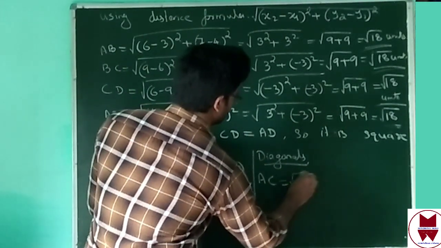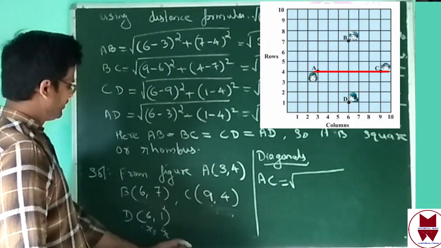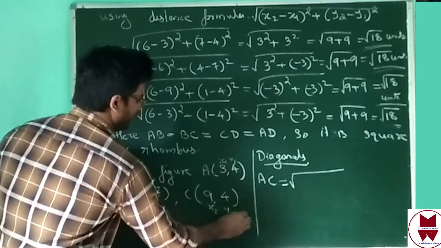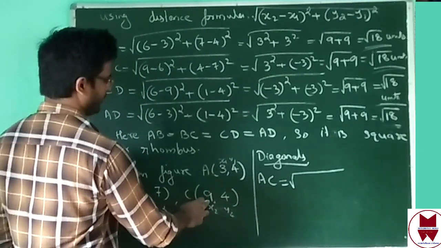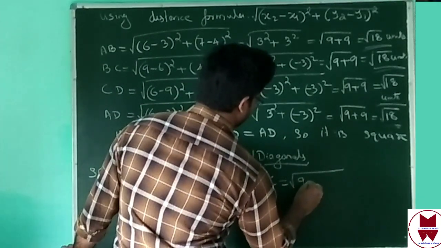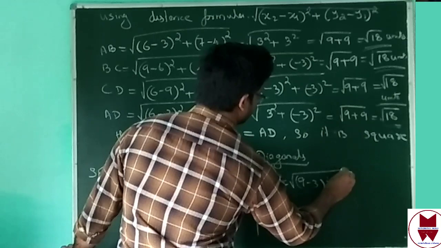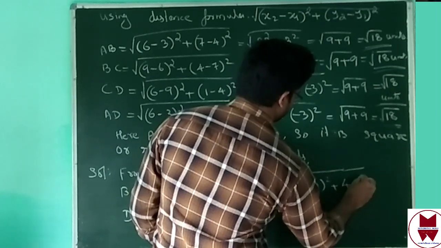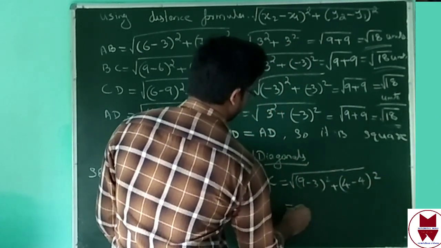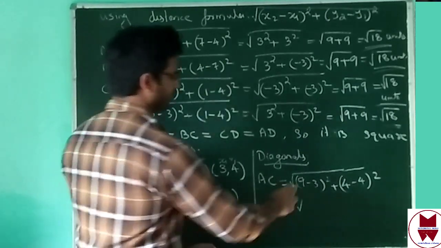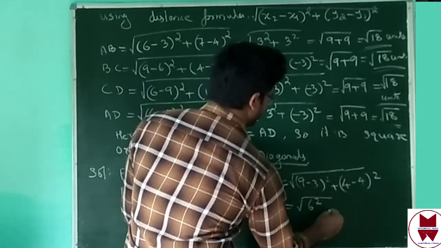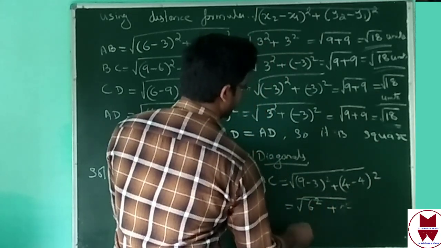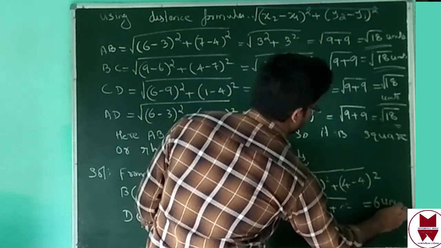Then square root, the same distance formula we can use. AC means A and C, A is x1 y1. This is x2 y2. x2 minus x1, that is 9 minus 3, plus y2 minus y1, 4 minus 4. All square root of 9 minus 3, 6 square, plus 4 minus 4, 0 square. The 0 square no need to write. Then square root and square cancel. You will get the answer 6 units.